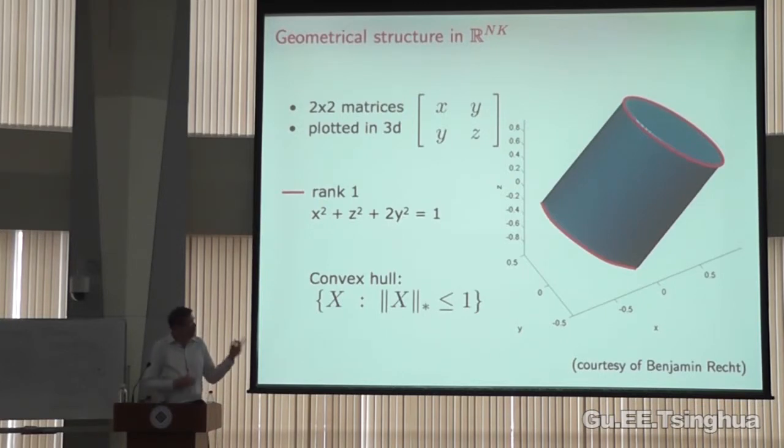So all these little pictures we draw, you can replace with this. Again, this is what the structure looks like in R^NK. I have a linear hyperplane, which represents the measurement constraints, and I can think of minimizing nuclear norm as blowing up a structure like this until it bumps into my hyperplane of constraints. Okay.